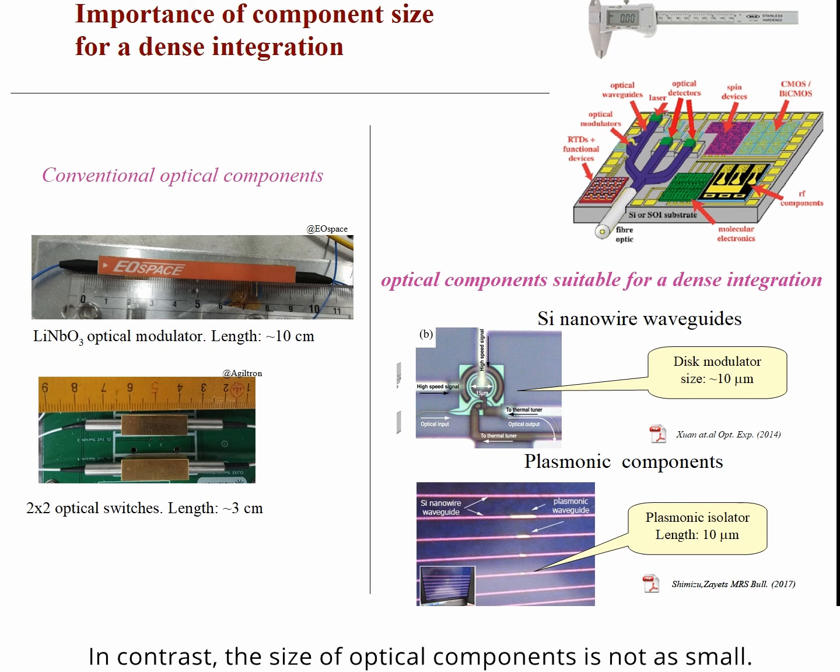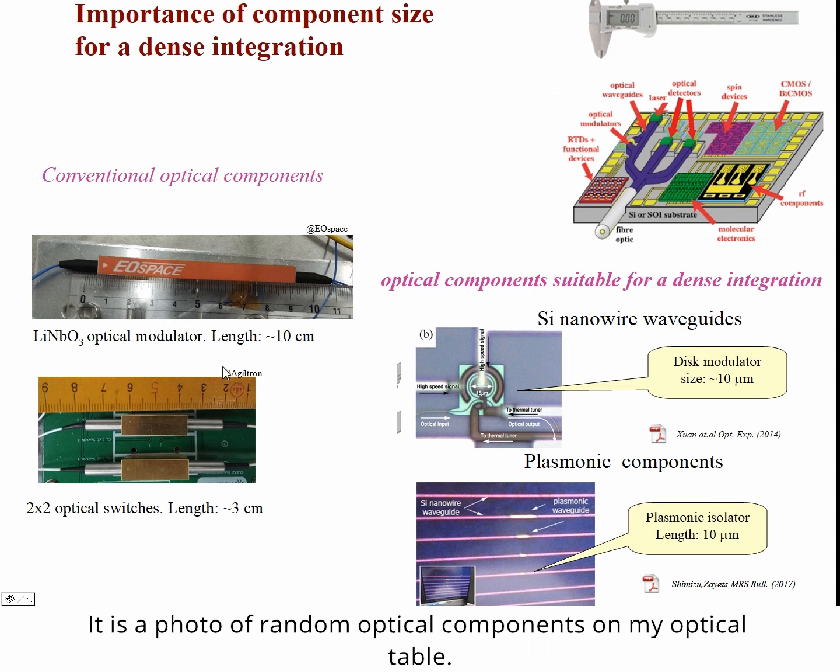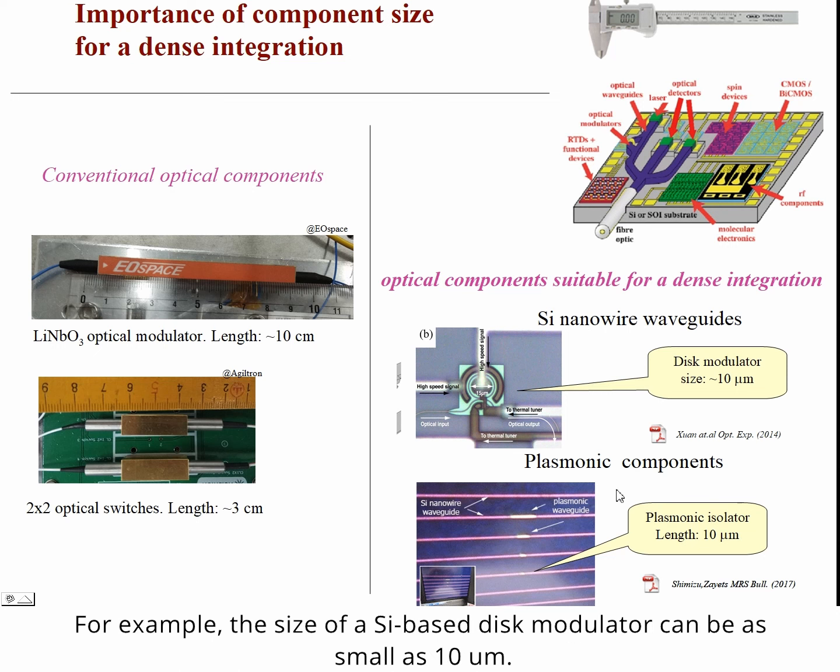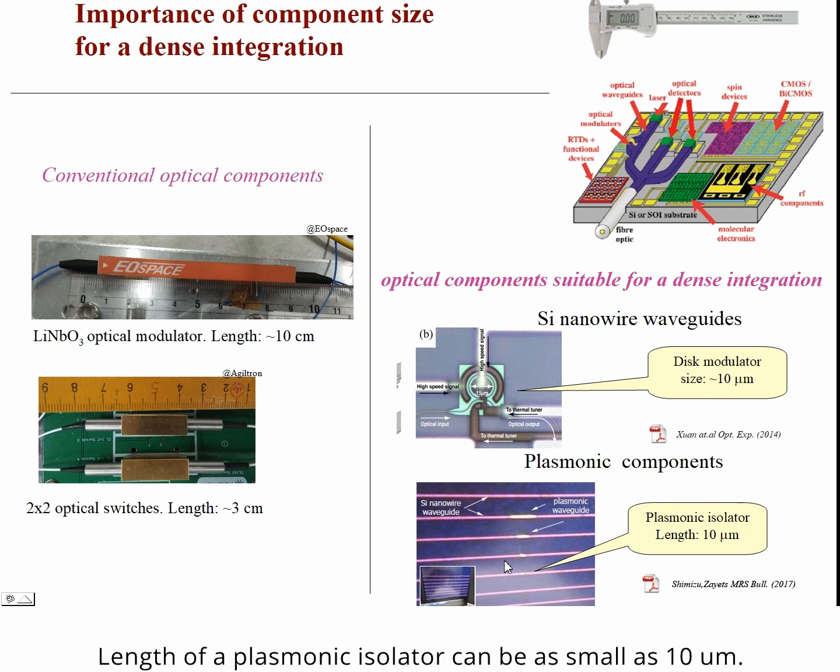In contrast, the size of optical components is not small. This is a photo of random optical components on my optical table. The size is not small and they cannot be integrated. At present, there are two types of components which are suitable for dense integration: silicon nanowire and plasmonic components. For example, size of a silicon-based disc modulator can be as small as 10 micrometers. Length of plasmonic isolator can be as small as 10 micrometers as well.